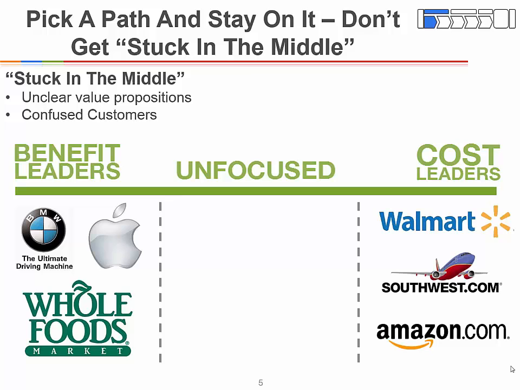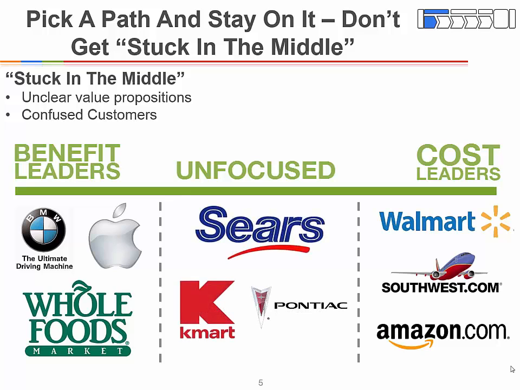So again, we talked about benefit leaders, and there's cost leaders, and then there's those that are kind of unfocused or stuck in the middle. And unfortunately, some companies have been in this state for quite a while. Sears, for example, it's kind of murky exactly where they stand in terms of benefits or cost. Kmart, very similar. Unfortunately, they're the same company. And then Pontiac was a brand that GM killed off because they eventually just felt like this brand had lost any real meaning that it used to have.